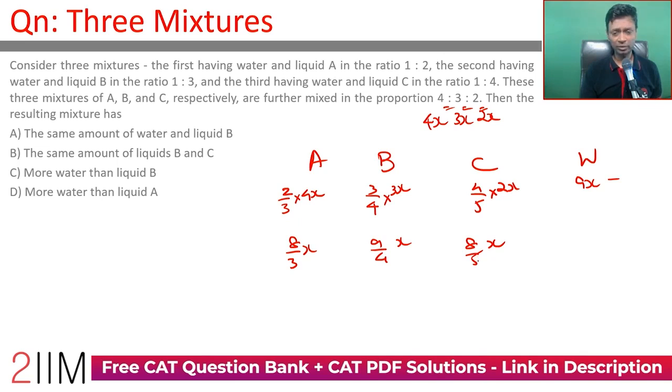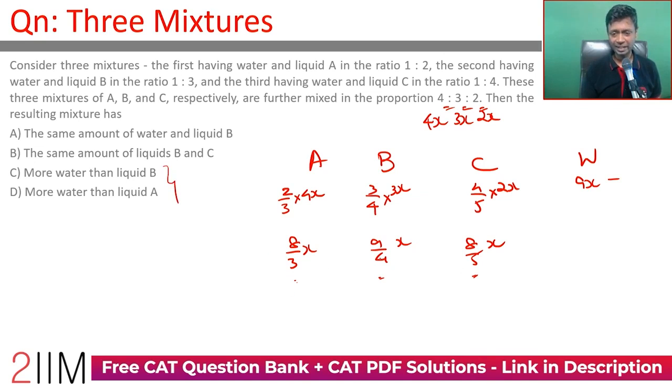And so now we have to go with the answer choices. This is little more than 2, little more than 2, little less than 2. If we add all this up, it should be close to 6. Water will be close to 3x. And so let's think about this. It has the same amount of water and liquid B. That's not the case. Same amounts of liquid B and C. That's not the case. More water than liquid B. Probably yes. More water than liquid A. Both can't be true. So let's look at the numbers in more detail.